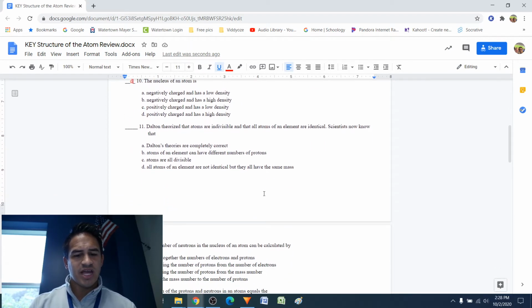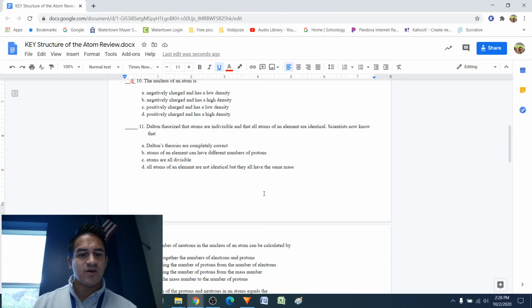Number 11, Dalton theorized that atoms are indivisible and that all atoms of an element are identical. Scientists now know that. Dalton's theories are completely correct. No. Atoms are divisible, okay? So he said they were indivisible, meaning you can't break them apart. That's not true. We actually know that you can break atoms apart into smaller particles, so that's not true. Letter B, scientists now know that atoms of an element can have different numbers of protons. Not true either. If it is an atom of a particular element, then its number of protons are the same. That's what makes it that element, so that's not true either.